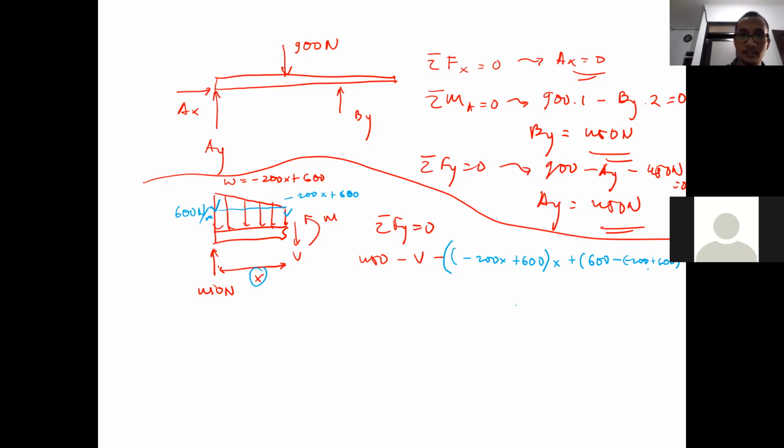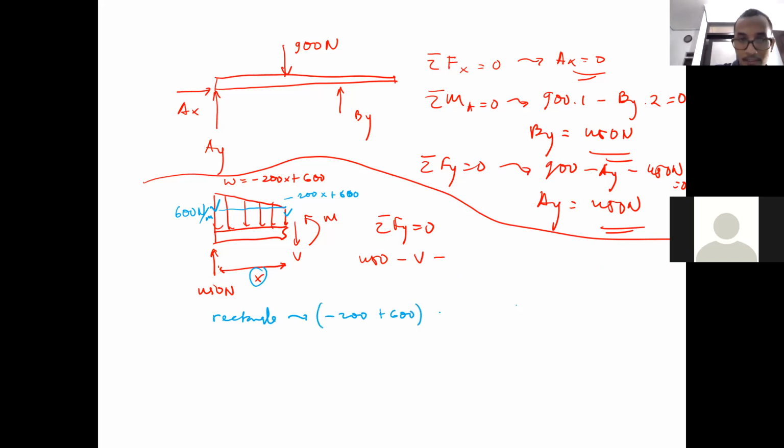Okay, I think I will just concentrate on the concentrated force first. So for the rectangle just now, it's supposed to be minus 200 plus 600 multiplied by x.